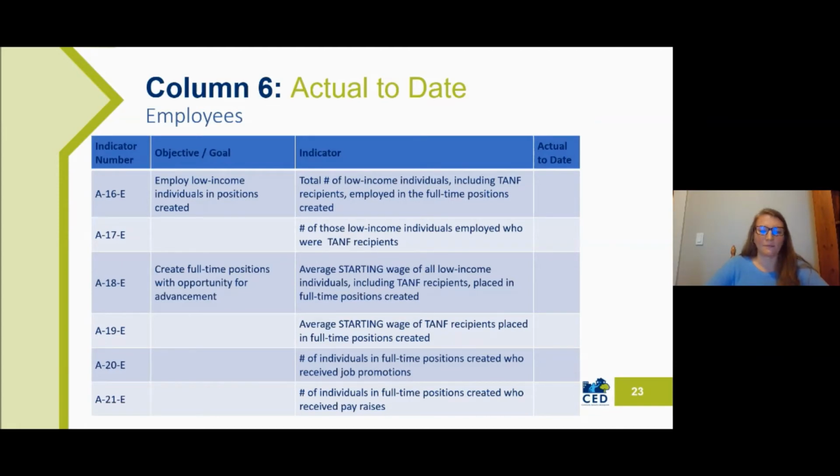And this is the same for the next set of indicators as you kind of move down. A18 and A19 ask about starting wages for low-income individuals, and then the next set of questions ask for the starting wages for only TANF recipients. The next set of questions asks you to report on any individuals that received raises and promotions, and these are out of the total individuals hired, so it can never be a higher number than what was reported in A16E. So again, as you move down the form, you're drilling down into subsets of the A16 indicator.